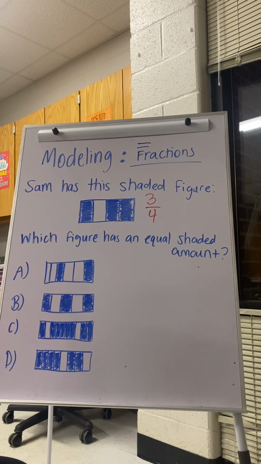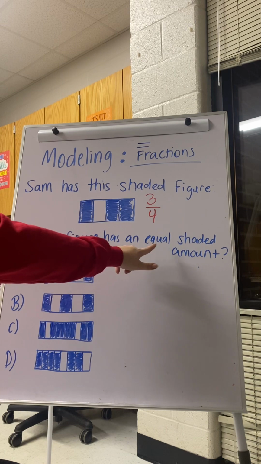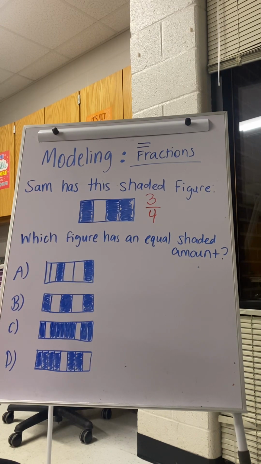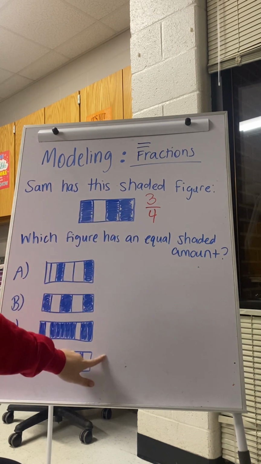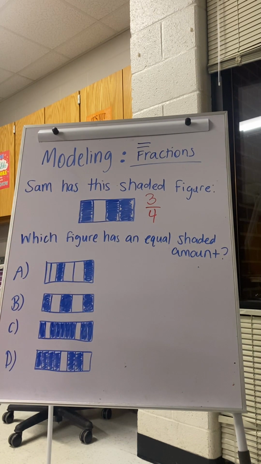Now I need to notice the question asks which figure has an equal shaded amount. So this equal, we want to find an equivalent fraction or an equivalent model. I can't tell by any of these, just based off of what they look like, if they're equivalent to 3/4. So here is what I'm going to have to do. I have to once again turn them all into a visual fraction with a numerator and a denominator.